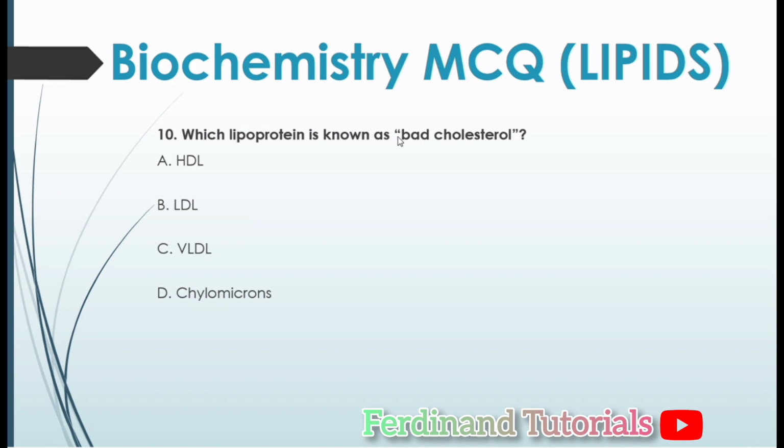Number 10, which lipoprotein is known as bad cholesterol? When the doctor is telling you that you have bad cholesterol, which lipoprotein is that? Is it HDL? Is it LDL? HDL simply means high density lipoprotein. LDL means low density lipoprotein. VLDL, very low density lipoprotein, chylomicrons. The correct option here is what? LDL, low density lipoprotein. It is what? Bad cholesterol.